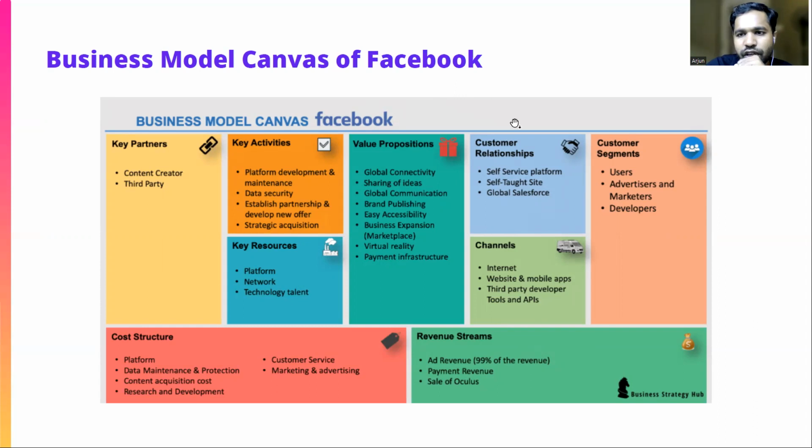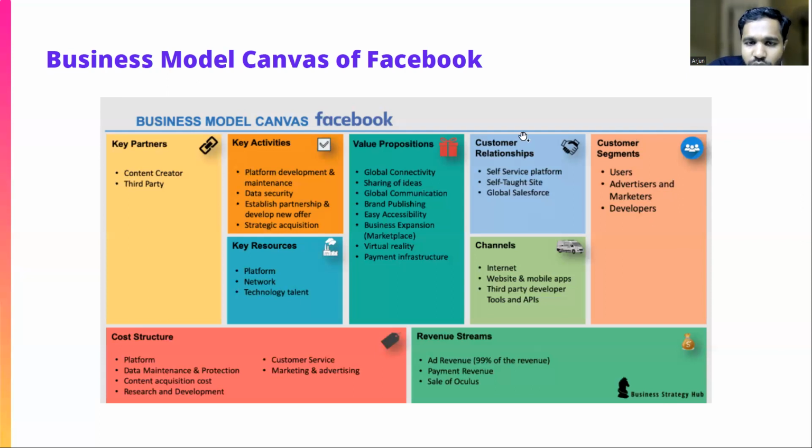So basically, for Facebook, the customer segments are consumers, like users, like you, me, everyone. It's pretty general for Facebook, because everyone is using Facebook. Older people are using it, younger people are using it, students are using it. So it's a bit broad. And of course, there are other customer segments like advertisers and marketers and developers.